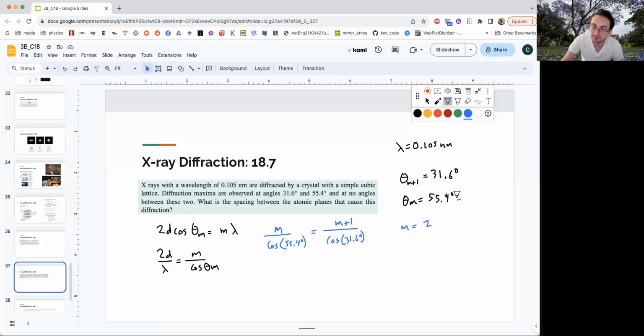So that tells us that this 55.4 is theta sub 2, and this 31.6 is theta sub 3. And so now, in order to get the spacing between the atomic planes, the d value, we just have to use one of the two angles and solve the Bragg condition for that little d variable. So just getting that little d on its own, the formula is m lambda over 2 cosine theta m.